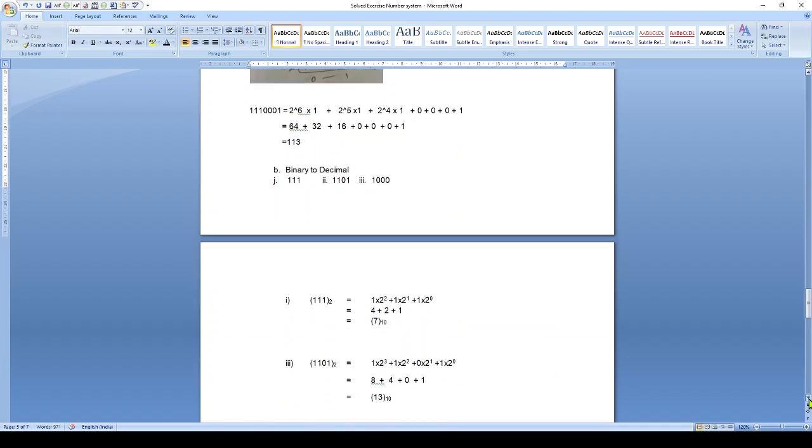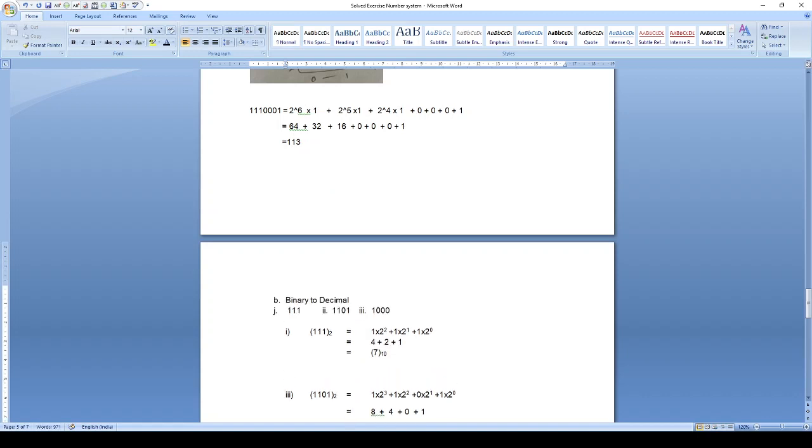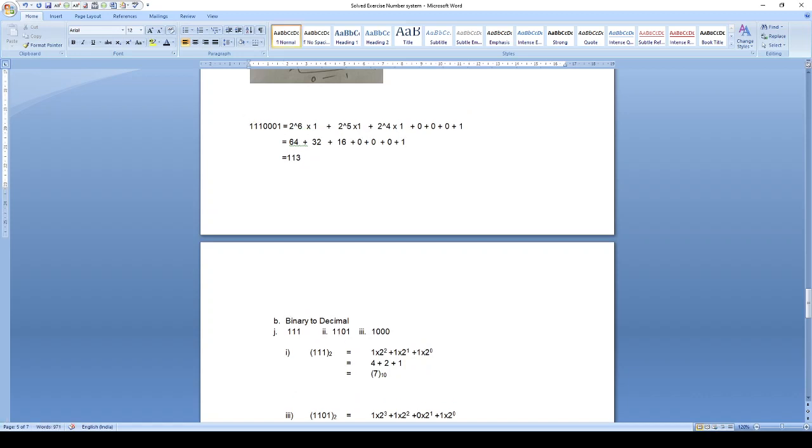Next is binary to decimal. Okay, we have to convert a binary number to decimal number. That's what we have done while rechecking. We have done that only. That is binary to decimal conversion. What is rechecking? Rechecking means doing that. So we will do that for the numbers given in the exercise.